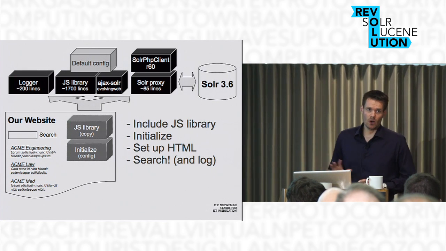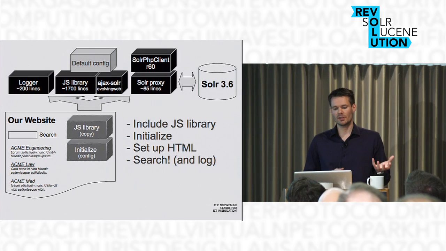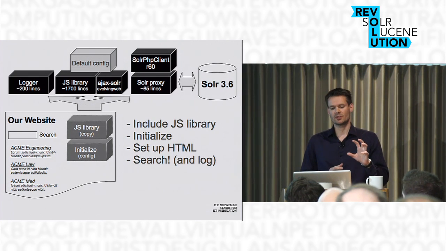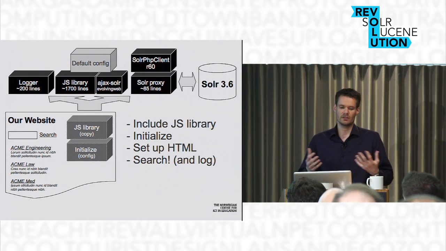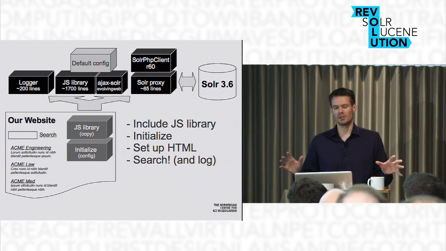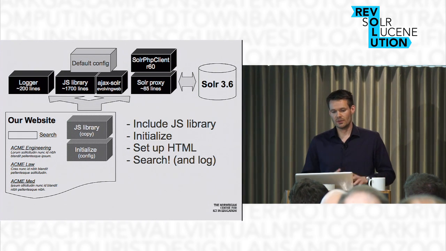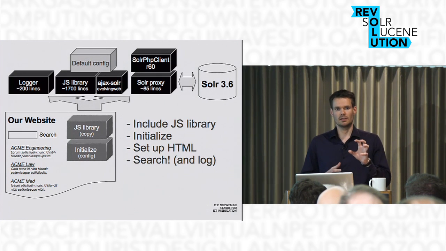So this is an overview of our search architecture. You have our website. The only thing we have to do is include our JavaScript library, which comprises 1,700 customized lines of code. That's the kind of work you'll be looking at if you want to adopt Ajax Solr for yourselves. And the Ajax Solr library itself is bundled into one minified JavaScript file.